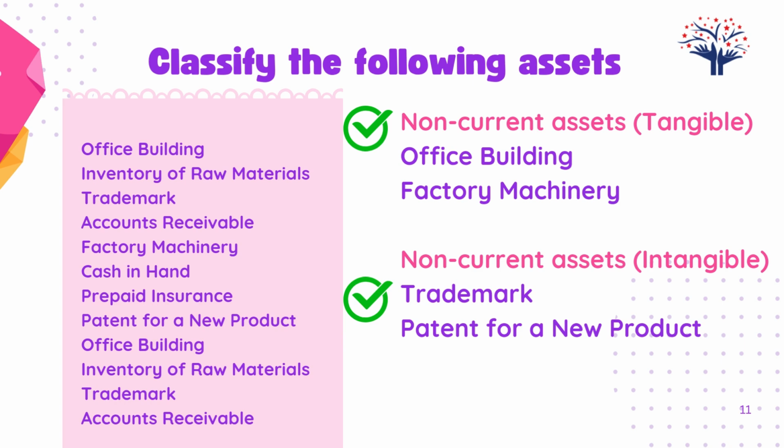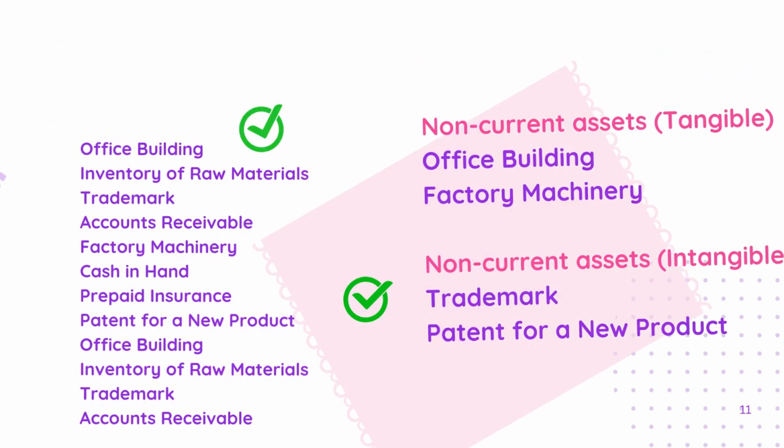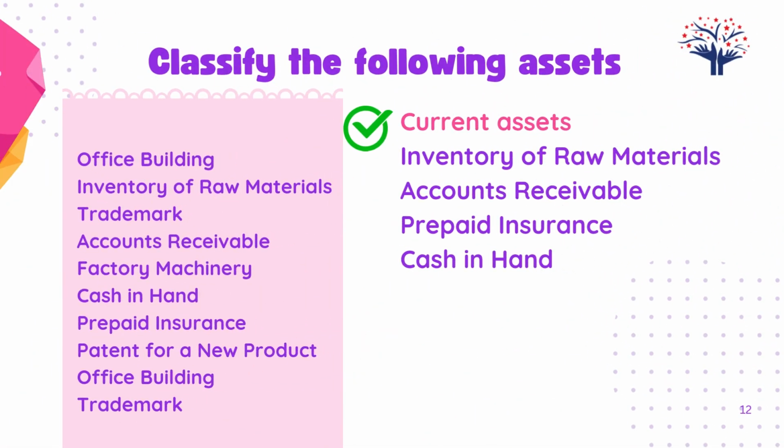Non-current assets. Tangible. These are physical assets that last a long time and help in business operations. Office building, factory, machinery. Non-current assets. Intangible. These are valuable assets that don't have a physical form, but provide long-term benefits. Trademark, patent for a new product. A business can have multiple.